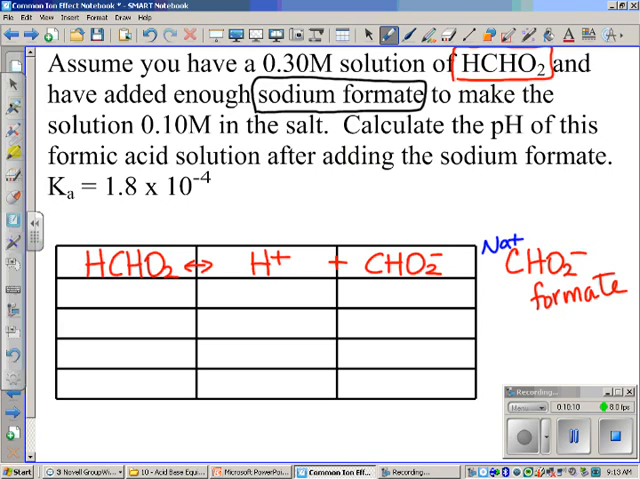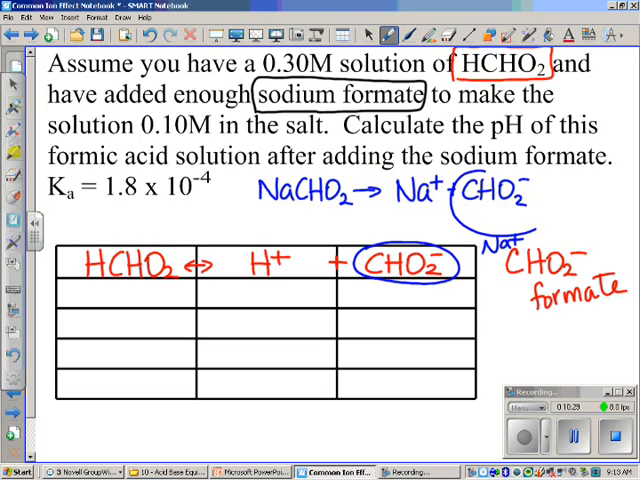Okay, so now you will take your salt, sodium formate. Sodium has a +1 charge, so if you crisscross that, sodium formate is NaCHO2. A single-sided arrow gives me Na+ and CHO2-. The ion that is common to both is this formate ion, so that's the one we care about, the concentration.